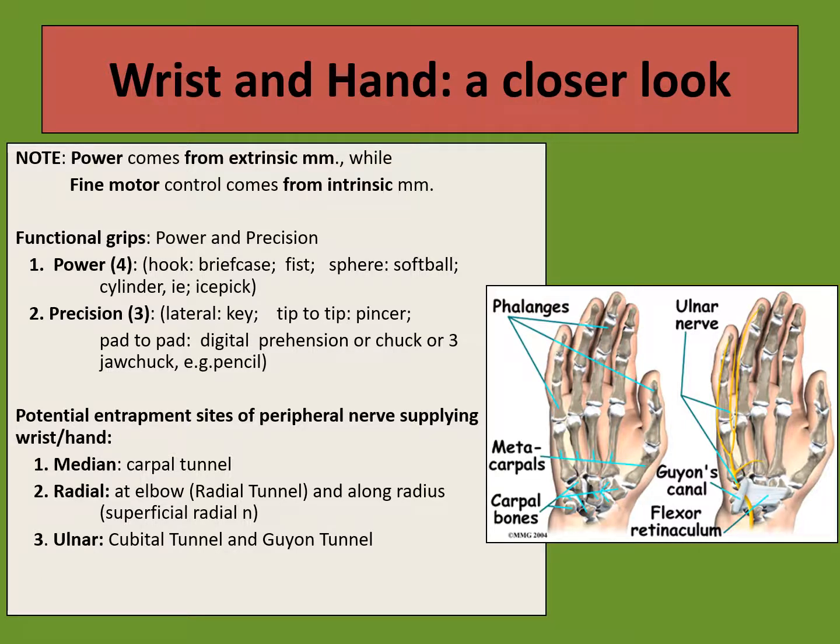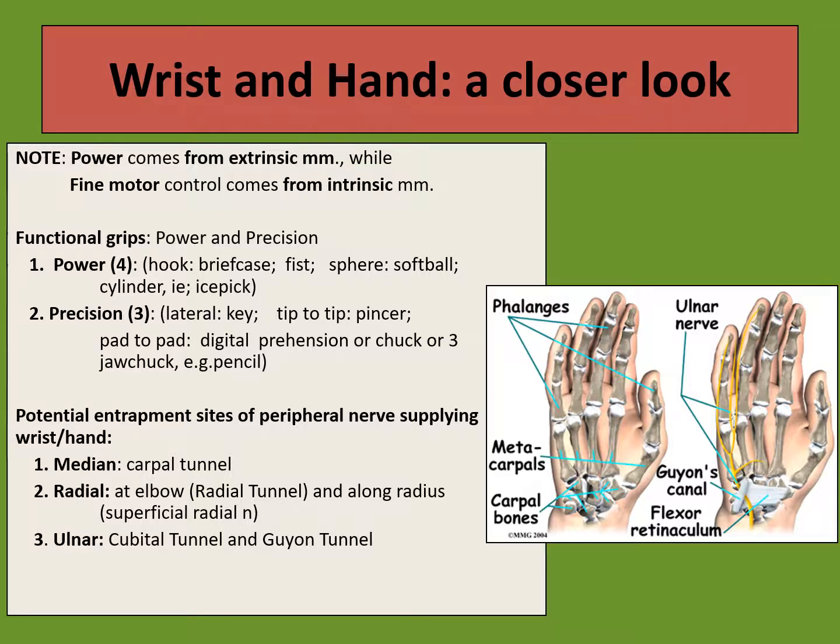Then for more precision, we have the lateral, which is as if you use your key to unlock your door, how you place it between your thumb and the lateral aspect of your second digit. And then there's the tip to tip, which is a pincer grip. So doing your thumb with each of the digits, that's tip to tip, or you can actually do pad to pad. So the whole distal phalange would be pad to pad.